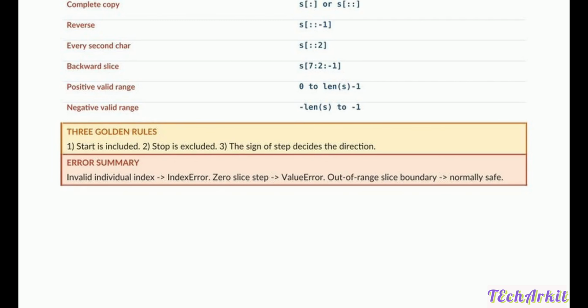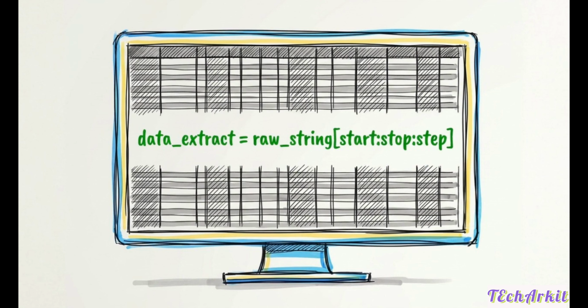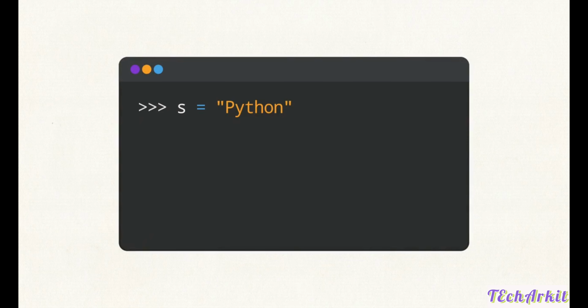Start is included while stop is excluded. The sign of the step determines the direction, and out-of-bounds slice boundaries are safely clipped. Internalizing these 3 rules provides a consistent framework for predicting string behavior, making slicing a reliable mechanical tool for data extraction. Reversing a data sequence usually requires a manual loop and a temporary variable. In Python, it takes exactly 6 characters.